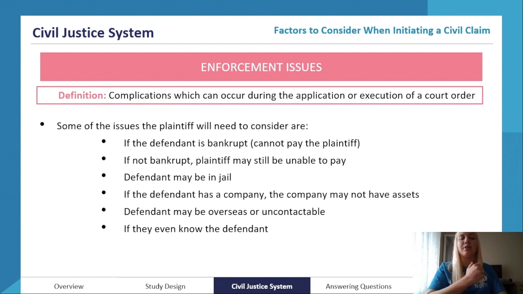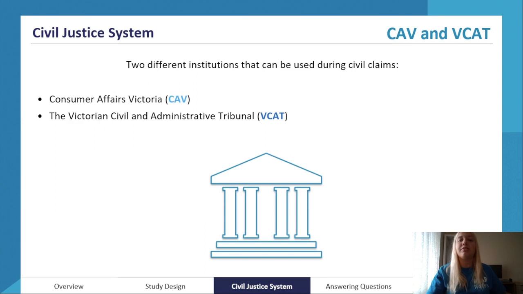And whether they even know the defendant. So if you don't even know who exactly you're issuing the claim against, such as some kind of dodgy business where you don't know the owner's name, their home address, nothing, it might even be impossible to initiate a claim because the courts don't know how to get the claim to them. So that's a different type of enforcement issue.